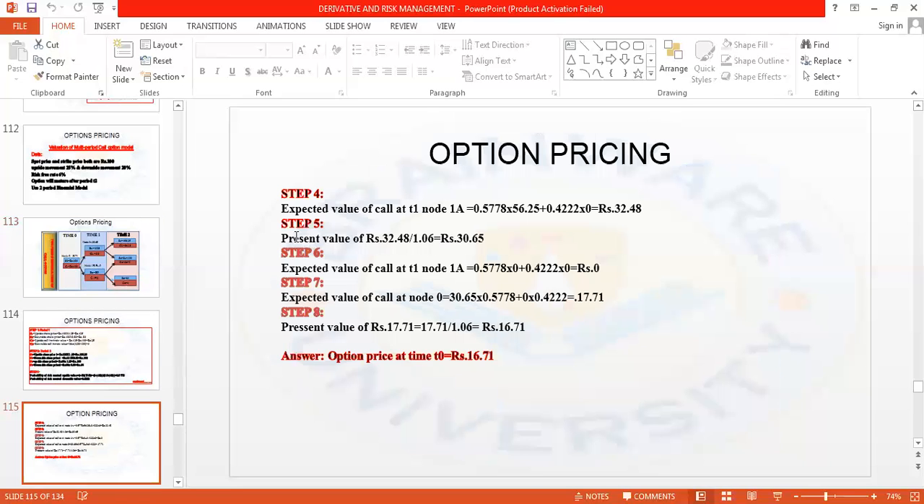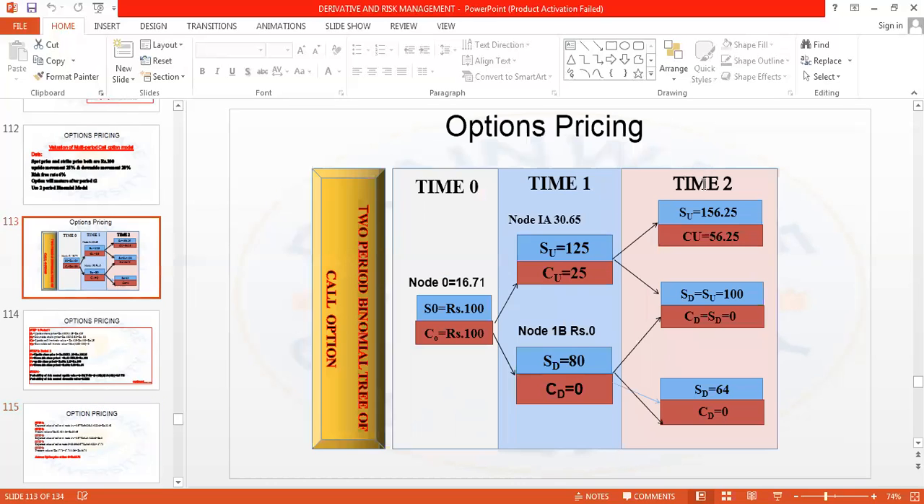That means what we are doing, we are starting from time 2, and gradually from time 2 we will move to time 1 and then to time 0. So at time 2, if both upside movements happen, then the expected value of the call option after 2 time frames, that means after 1 year when the option will mature, will be 32.48. So this is the value at time T2.